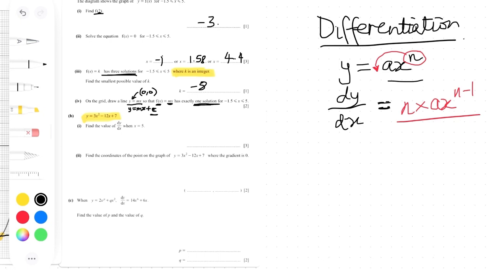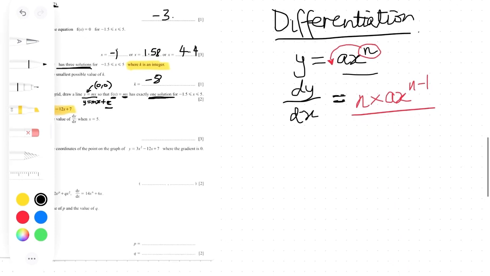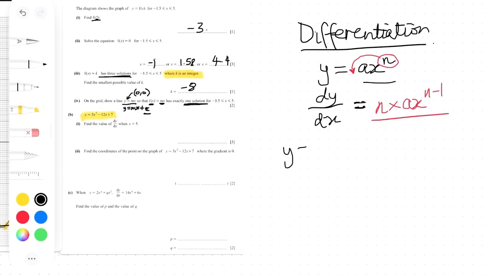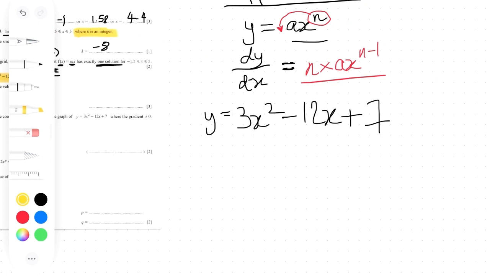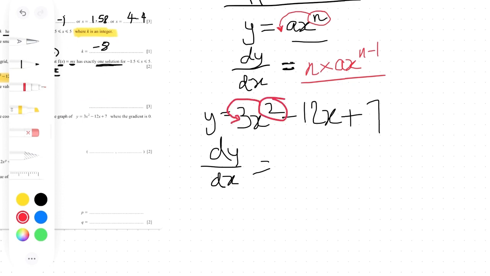So the first step to do that is to find the expression for dy by dx. So we write the equation y equals 3x squared minus 12x plus 7. And now we use these rules here to get dy by dx. So dy by dx is equal to, what we do is we take this power and we multiply it by the 3. So that becomes a 6x, and then we reduce the power by 1. So now the 2 becomes a 1 because you reduce it.